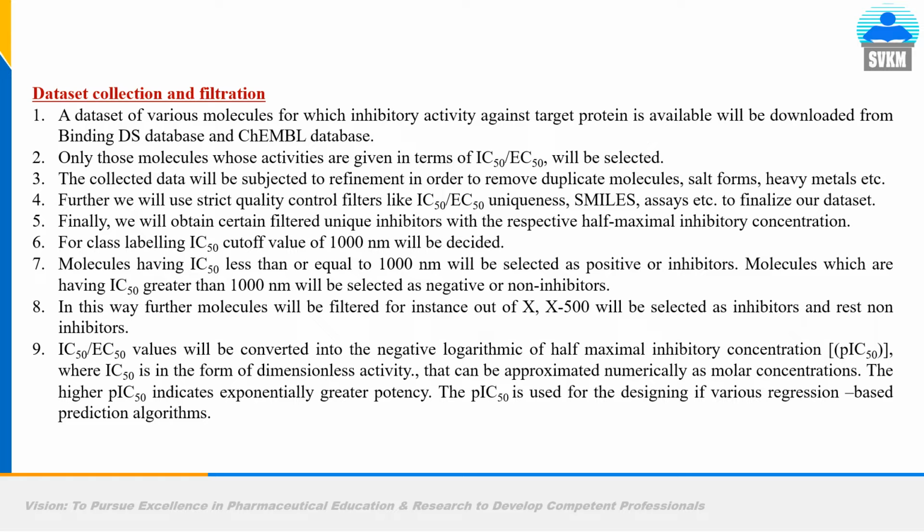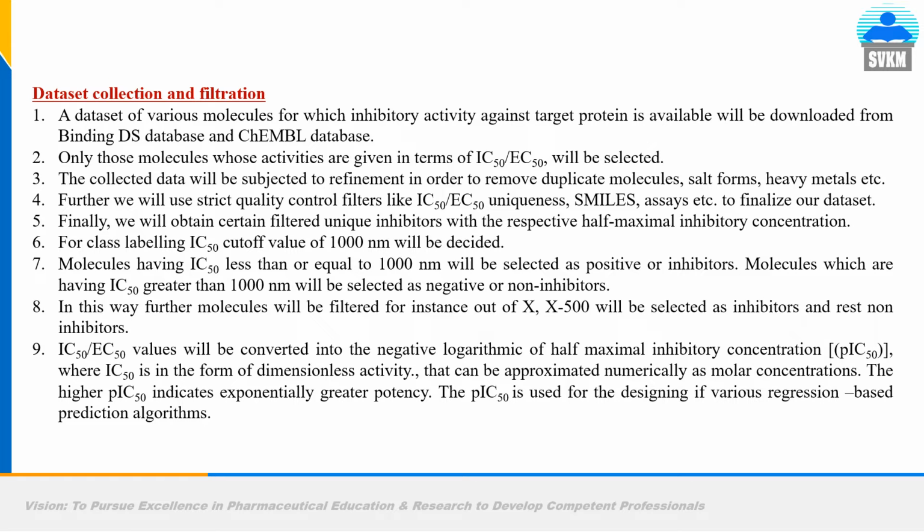For example, if we are planning to find a drug molecule for the treatment of cancer, then we have to find the cancer inhibitors, the inhibitor drug molecules or compounds which are able to inhibit the receptor or the protein responsible for cancer. So a data set of various molecules for which inhibitory activity must be available, only those molecules will be extracted or obtained from the database.